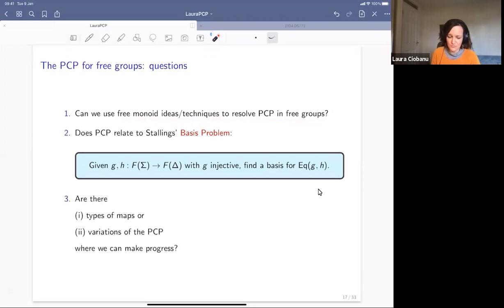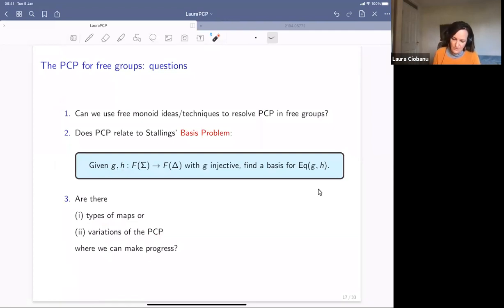Right, to go a bit deeper than PCP, to actually look for the basis of the equalizer. Again, one of the maps has to be injective. And if we can't do any of these, are there at least things that we can do, such as restrict the types of maps, the G and the H, or look for different variations of the PCP that maybe can enlighten us? I'm going to address one or another of all these questions.